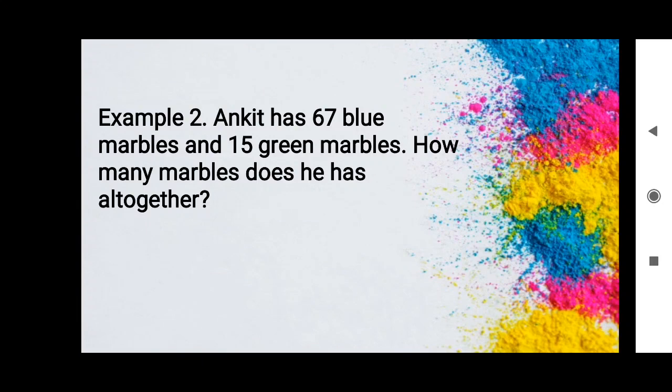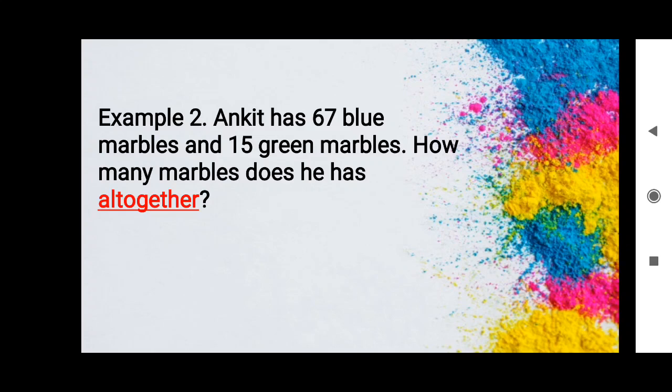Ankit has 67 blue marbles and 15 green marbles. How many marbles does he have altogether? So what is the first step? I am going to underline the keyword. And what is the keyword here? Altogether. That means this word problem is related to addition.